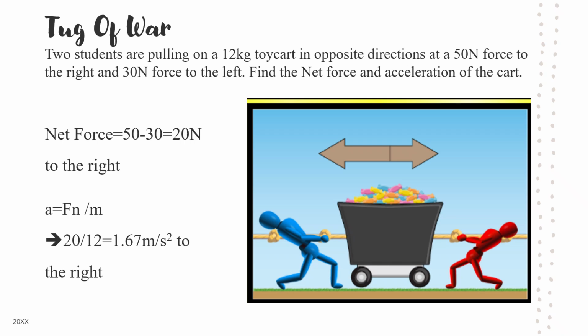Now to find the acceleration, manipulating F equals ma around, we use a equals the net force divided by the mass, which is 20 newtons, the net force we just found, divided by the mass, which is 12 kilograms, and we will end up with 1.67 meters per second squared. That is the acceleration of the cart. In which direction? In the direction of the higher force, or to the right.